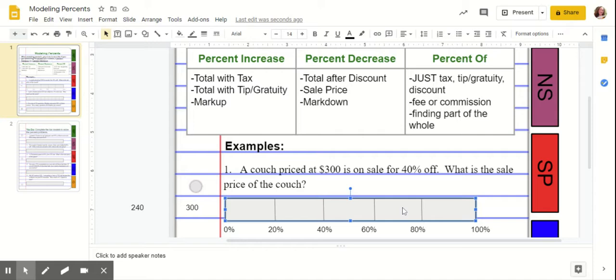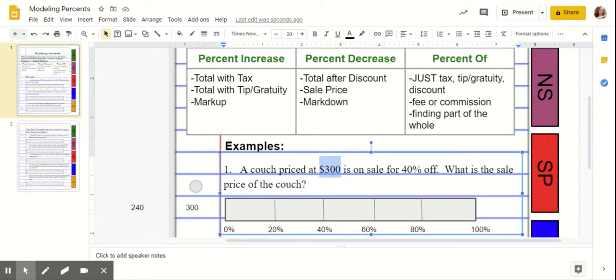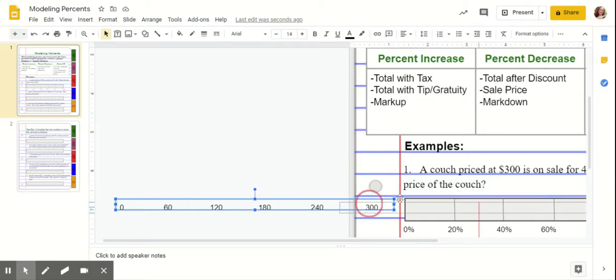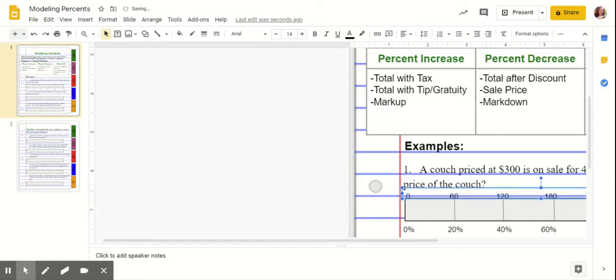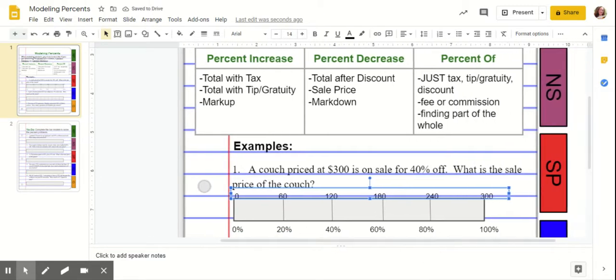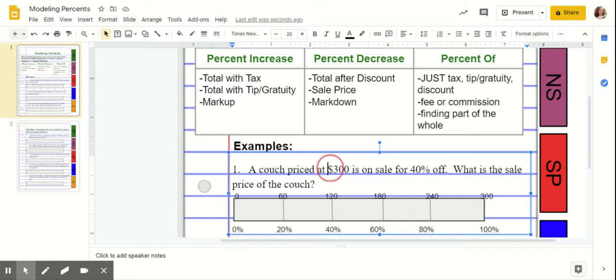Because I chose to divide my model into 5 equal groups, I need to also divide the $300 into 5 equal groups so that I can label the top of my bar model. 300 divided by 5 is 60. So this tells me that for each section, I'm going to have $60 added as I move across. So this section is representative of 20% of the cost, and that is $60. I just continued counting by 60 until I got to 300. A good thing to do at this point is to check yourself to make sure that your original 100% of the cost, which is $300 in this case, matches up to your 100%.